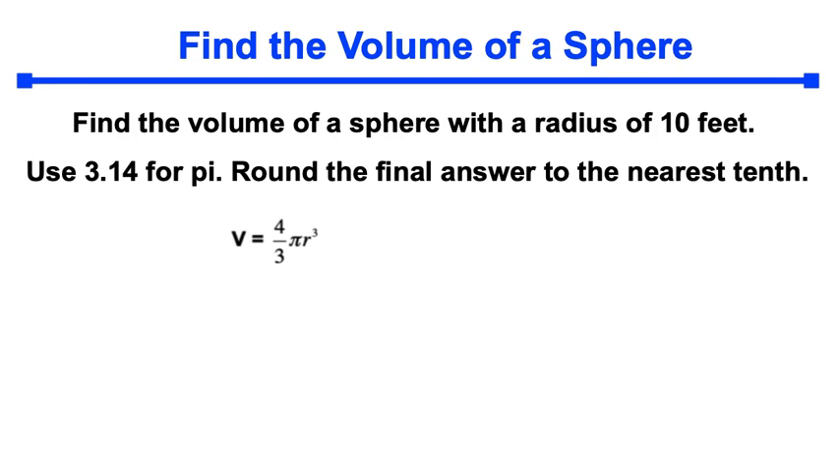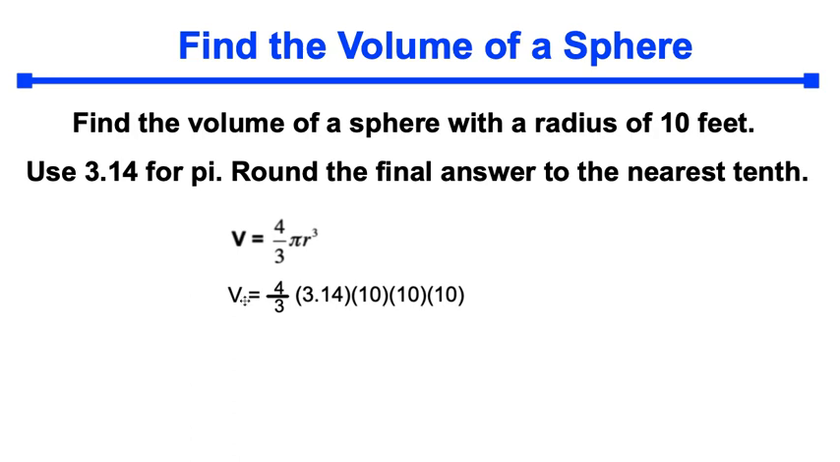We have a sphere with a radius of 10 feet. We want to look for the volume. We're going to be using 3.14 for pi, and the final answer will be rounded to the nearest tenth. So let's go ahead and plug in our information.